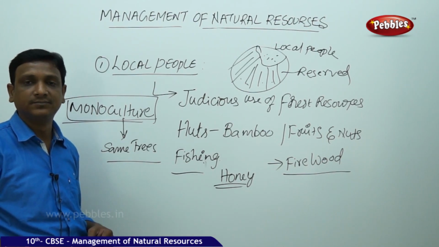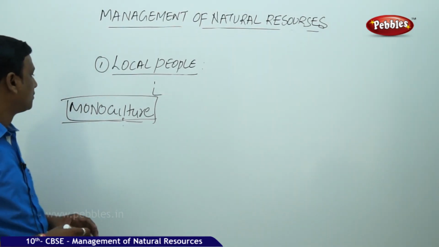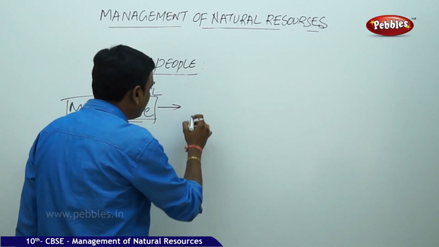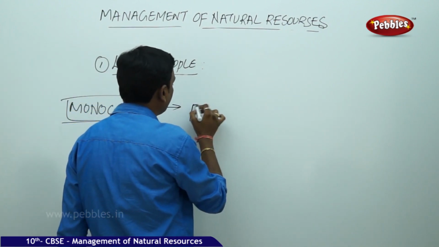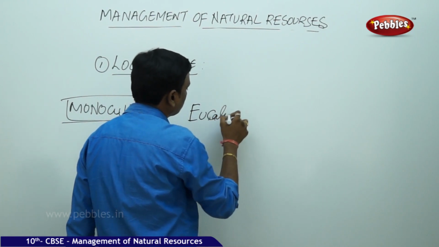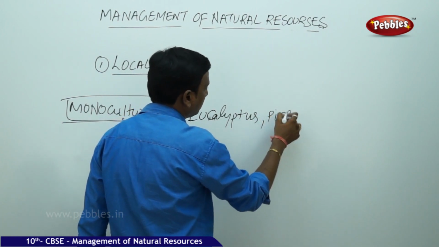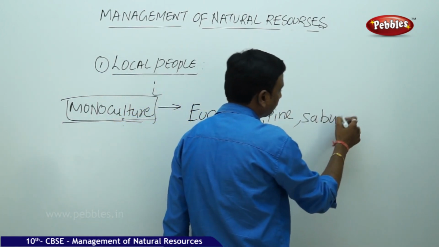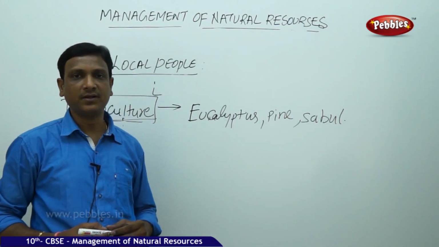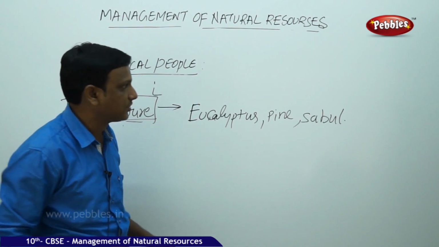So again, independent India after freedom. Here let us see what kind of problems are caused by this monoculture, growing only certain trees like eucalyptus, or pine or sabaul or sal. If they are growing only this particular kind of trees, then what happens? It leads to loss of diversity.